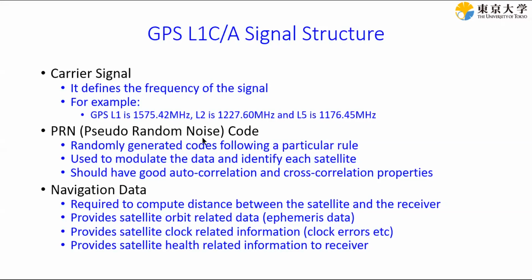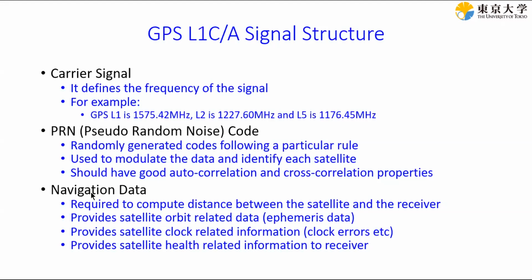But in the case of GLONASS, they have only one type of code for all the satellites, and each satellite is identified by slightly different frequencies. So they have different frequencies, but the same code. In the case of GPS, we have the same frequency, but different codes. There are 32 satellites, so we have 32 codes, but one frequency. So today we basically discuss the GPS signal.